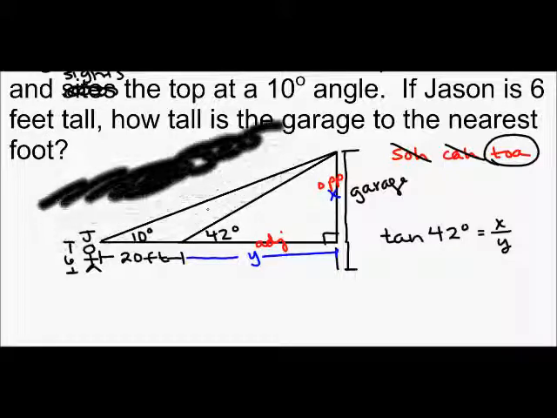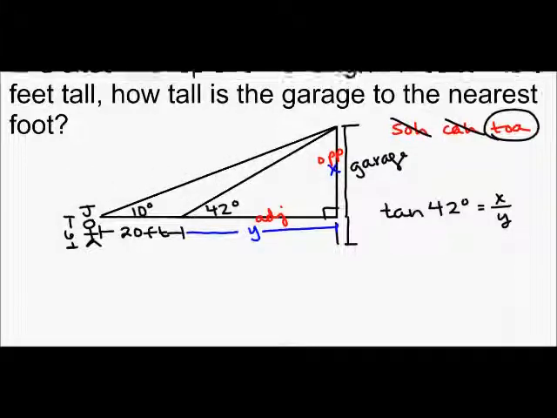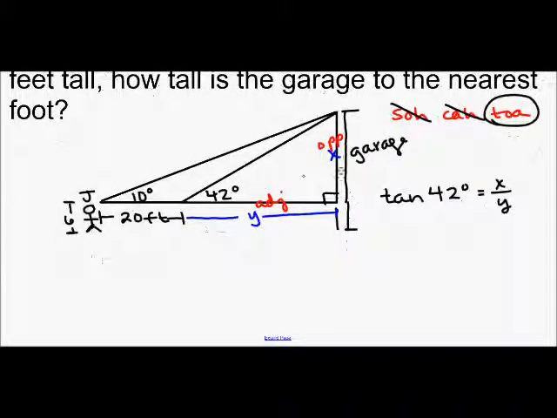Okay, I'm going to move that smoke screen. Now, the X is still opposite for the 10-degree angle, so it's still across from it. And 20 plus Y is the adjacent side of my 10-degree angle. So I can use tangent again. Tan of 10 degrees equals X divided by 20 plus Y. So I have those 2 equations that I can set up.